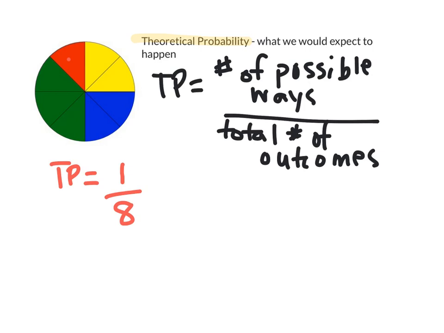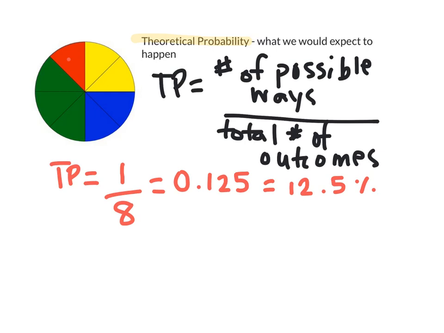If you divide 1 by 8, you will get 0.125. And then remember, we can write that as a percent by multiplying by 100. That would move the decimal 2 spots to the right. So the chance of landing on red is 12.5%. Not very high. We would say that this is unlikely.